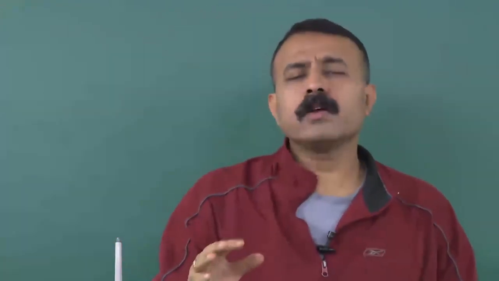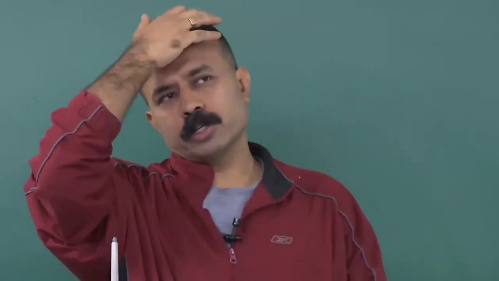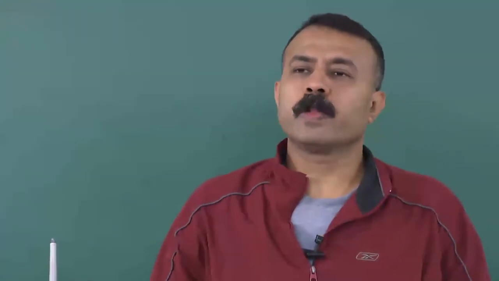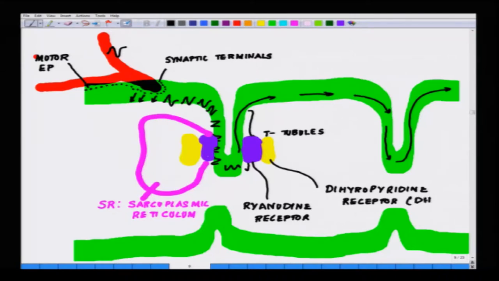And the way this sarcoplasmic reticulum functions is that it is completely and thoroughly regulated by the voltage gated calcium channels. And those two channels I have drawn are present there. These channels essentially regulate calcium. These two have very specific names. One is called the ryanodine receptor, the other one is called the dihydropyridine receptor, which is called DHPR, and the ryanodine receptor is also called RYR.